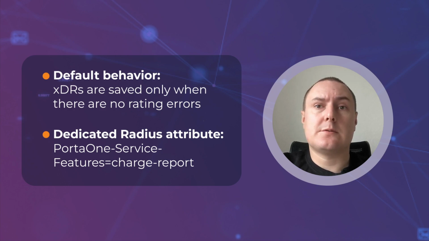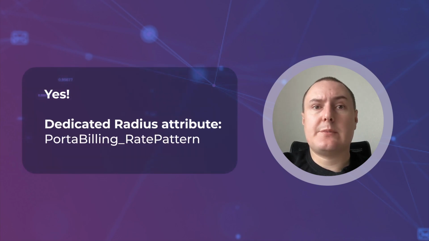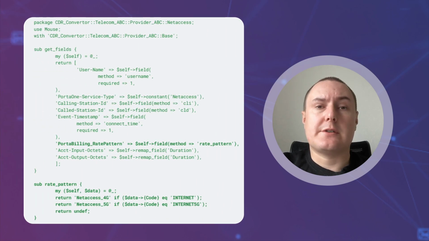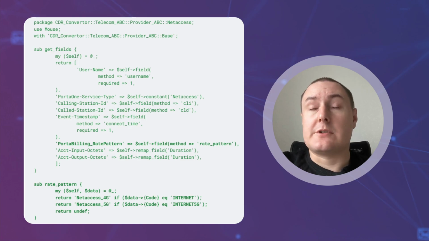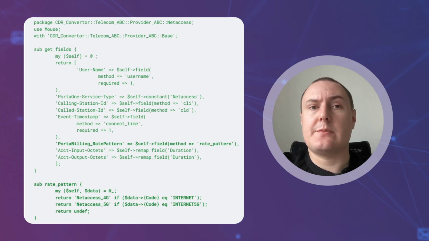This behavior is controlled by a dedicated radius attribute called charge report. I need an account to be billed according to a special rate such as VOICEONNET, rather than according to the actual number dialed. Is this possible? Yes. This can be done using a dedicated radius attribute called PortaBilling rate pattern. It's basically a string used by PortaBilling to match the corresponding rate calls of destination instead of the called station ID or CLD during the authorization of an account. So all you need to do is add a transformation rule to your custom xDR Mediator code that will use the format that you see on your screen.